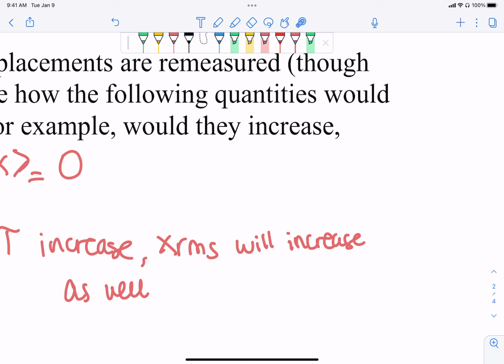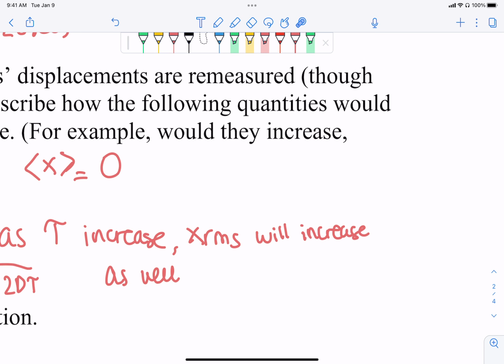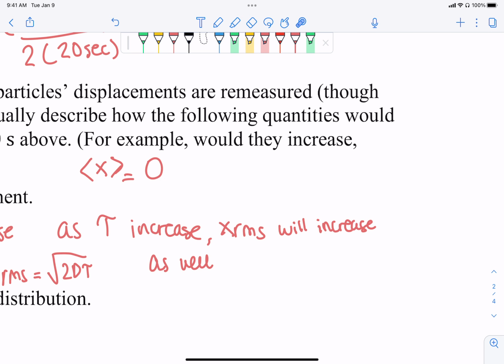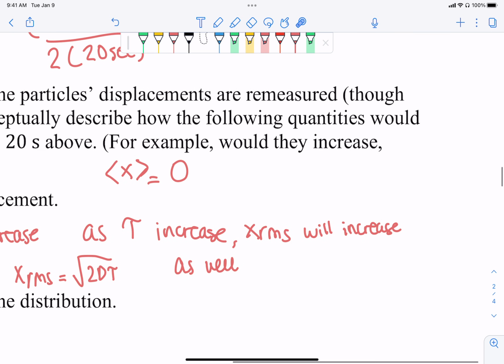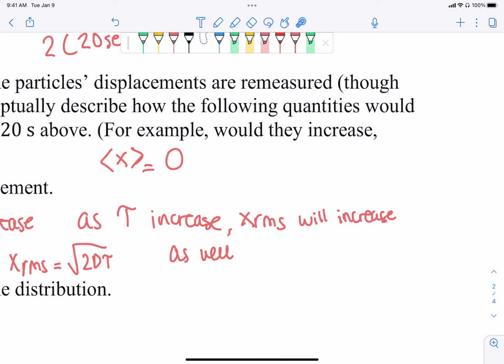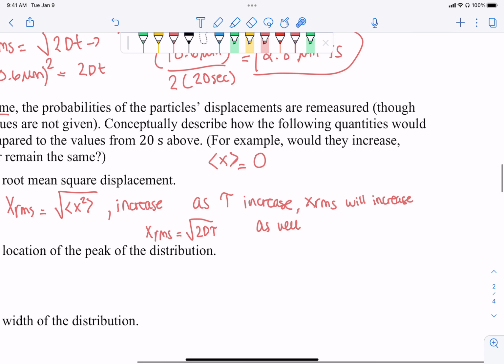So obviously, think about it logically. If I give particles time to move, they're going to tend to move farther and farther away. Doesn't matter how fast they do it, it's just that they do. If I give the particles more time to move, they'll tend to move outward. And so if we relate it back to variables, as the number of time steps increase, the root mean square displacement will tend to increase as well.